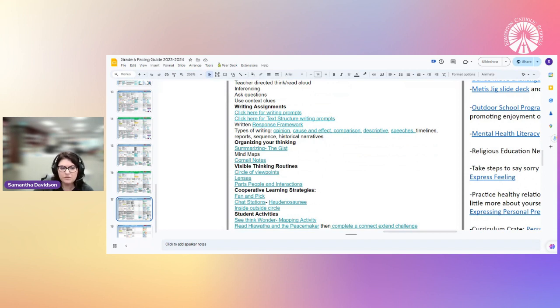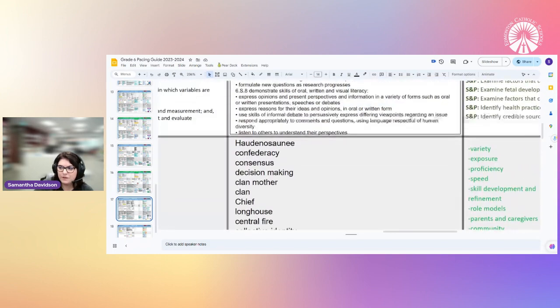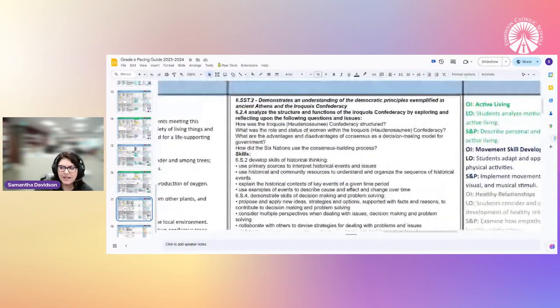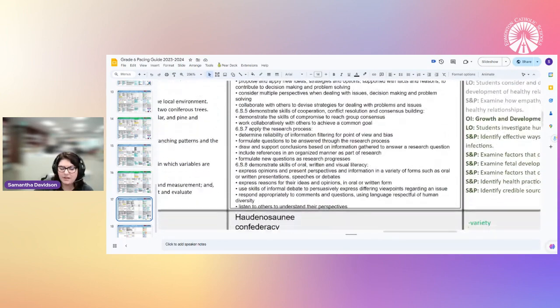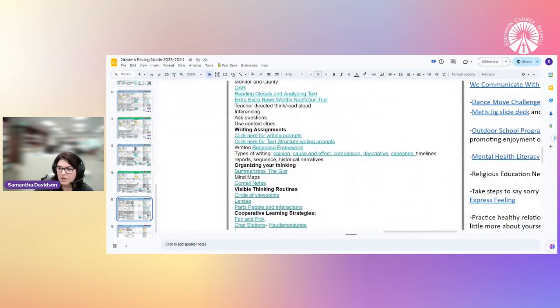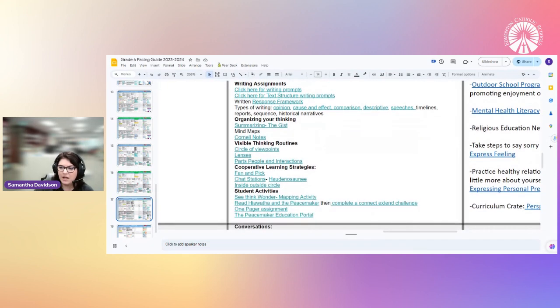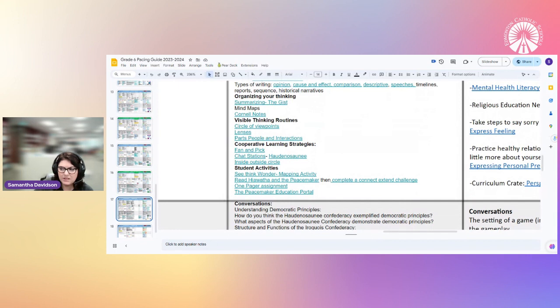For text structures for the Haudenosaunee specifically, for these outcomes, we're analyzing the structure. That is our verb. Text structures that fit nicely would be problem solution, cause and effect, and sequencing, which will all help students analyze this system of government. We can, of course, incorporate types of writing such as opinion, comparison, descriptive, speeches, timelines, sequencing, and historical narratives. Again, looking at the visible thinking routines to get a little bit deeper into the understanding is circle of viewpoints.